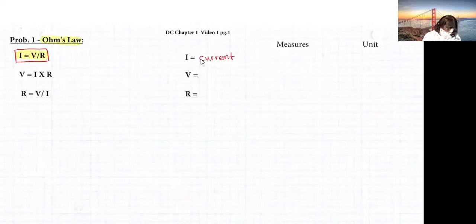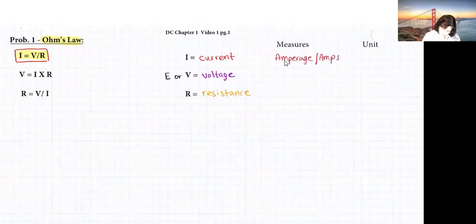V, or sometimes they say E in the book. E or V is voltage. And R is resistance. Okay. So current, what it measures is called amperage, or sometimes they call it amps. And the unit is A.